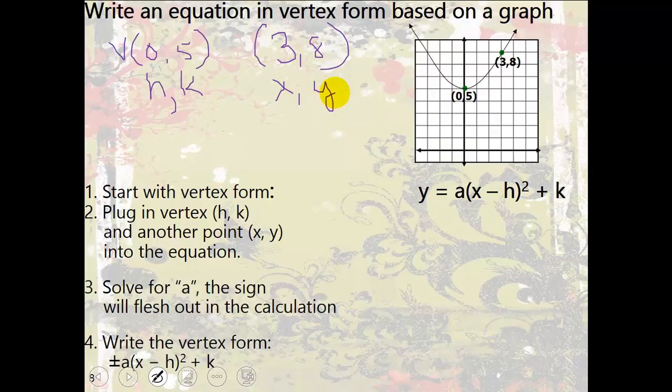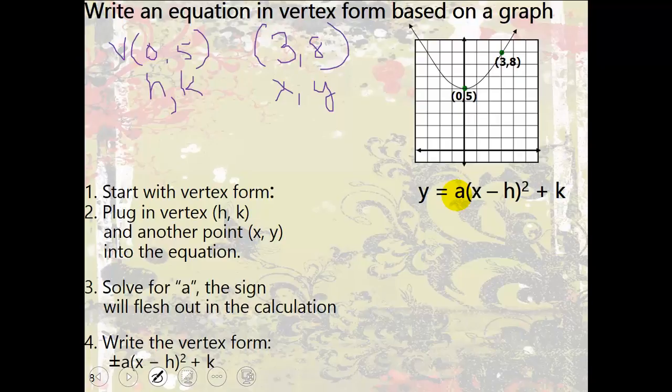So start by writing your general vertex form down: y equals a times (x minus h) squared plus k. Then we're going to plug all of this information into the right spot. When we do that, the only unknown is going to be a. So we're going to solve for a, then write our equation, and it's super simple. Notice that what's missing is the plus or minus, because when we solve for a, the sign fleshes out in the calculation.